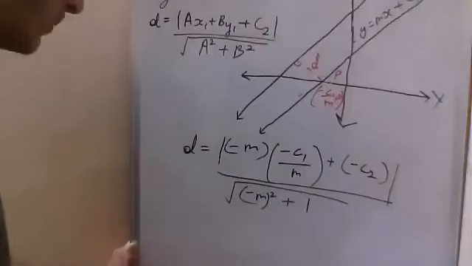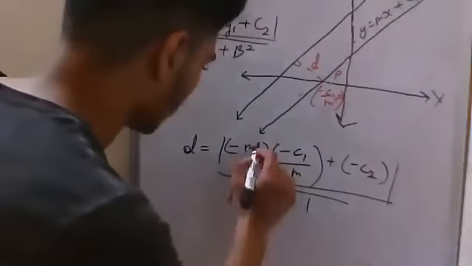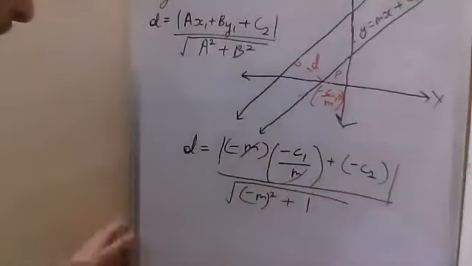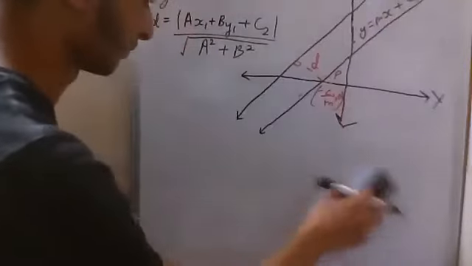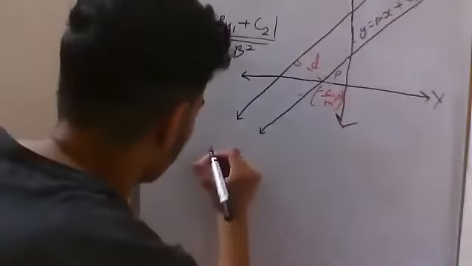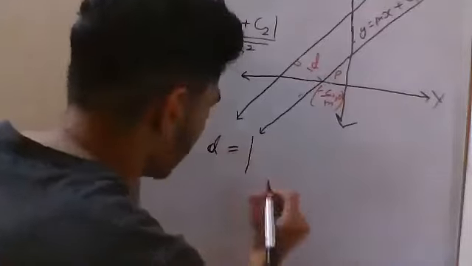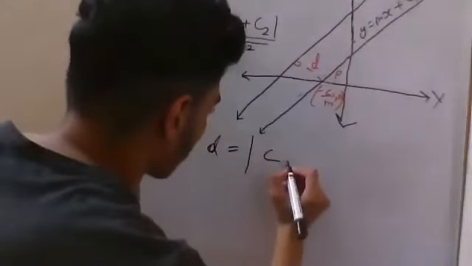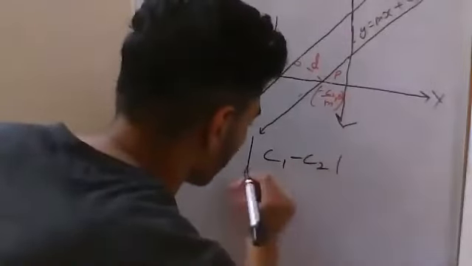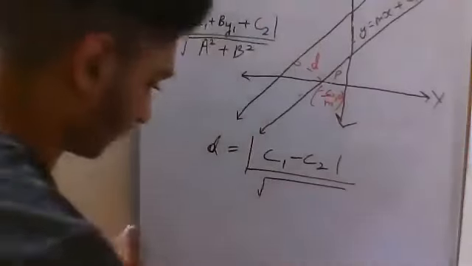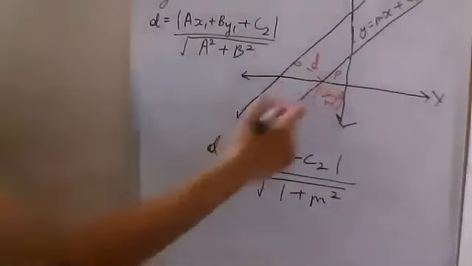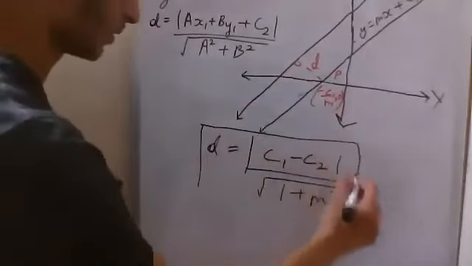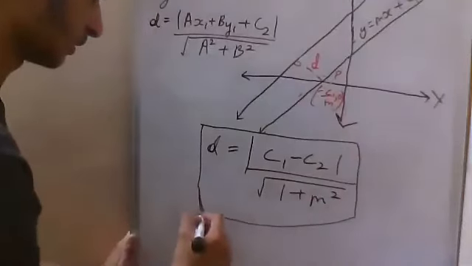Now after you simplify this, m and m get cancelled. After you simplify this, you get it in this form, d equals c1 minus c2 upon root of 1 plus m square. So this is the distance between the two parallel lines.